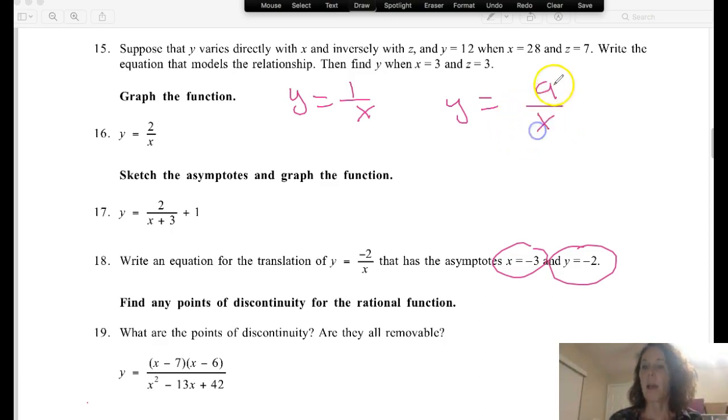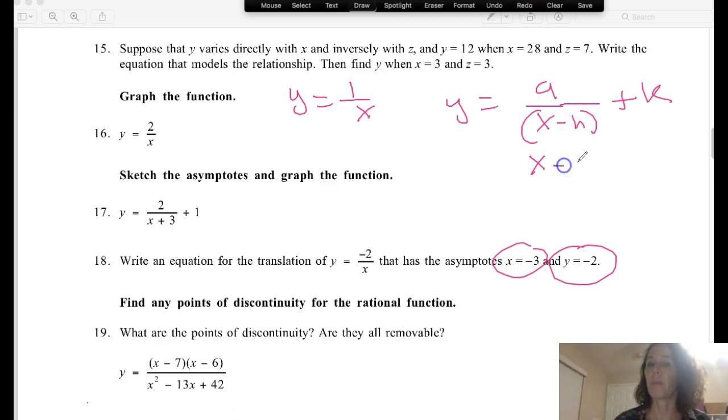Okay. So we can have an a value over x, and we can have an x minus h, that's our shifting, and then plus k. So this shifts us left or right, this shifts us up or down. So if we shift our x value, and if we look at our graph, if we shift it to the left 3, this is going to be x minus -3. So our h value here would be -3, which actually is x plus 3. Okay. And this is y equals -2. It shifts us down 2.